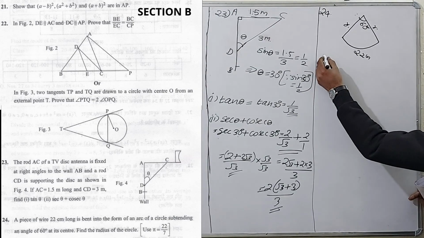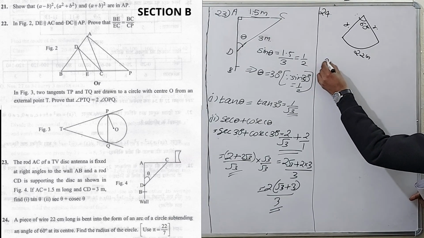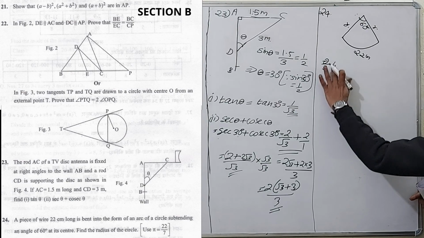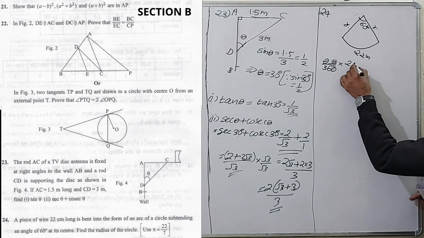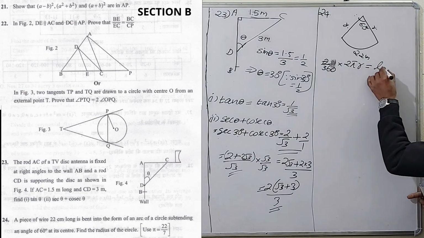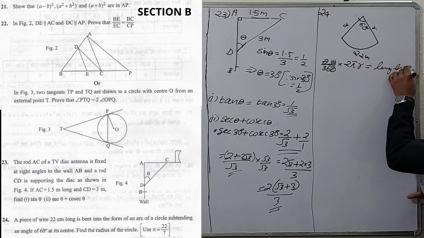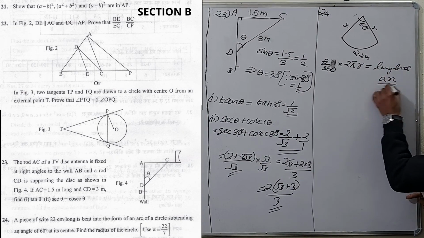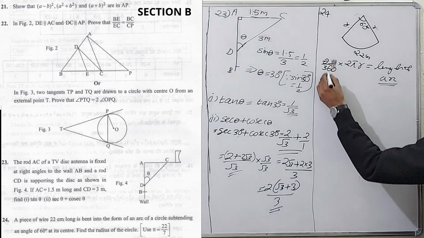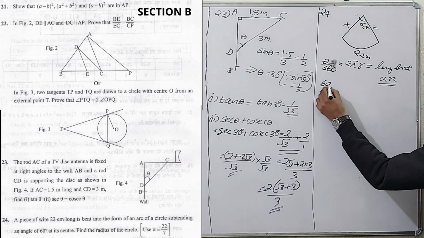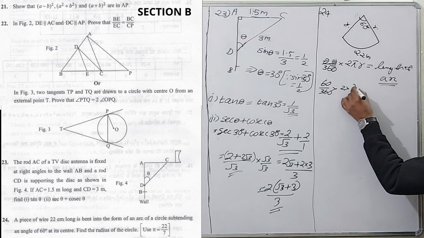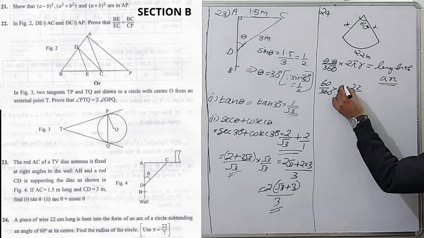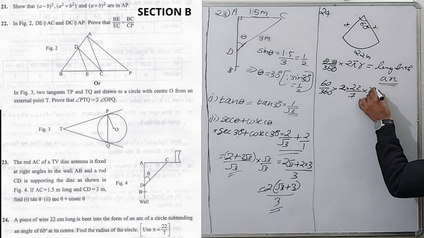For that, what is the length of arc formula? Theta by 360 into 2 pi r is equal to the length of the arc. The formula we have learned in chapter 12. Then theta is 60 degrees, as given. So 60 by 360 into 2 into pi, whose value we can use as 22 by 7, which is already mentioned in the question, into the radius, which we have to find.